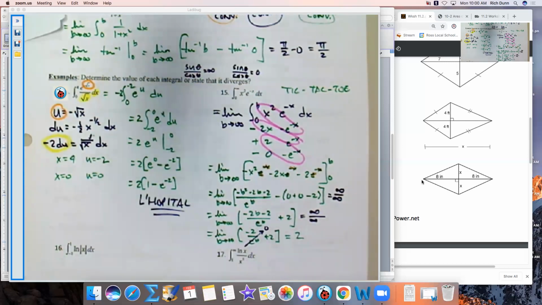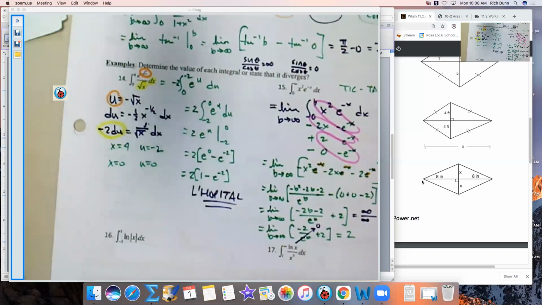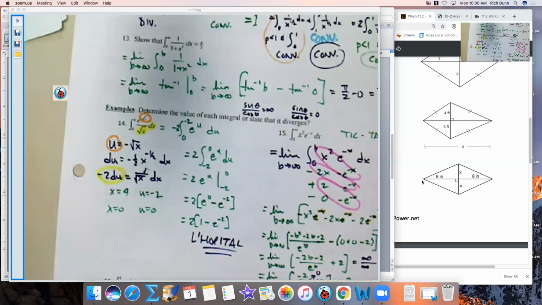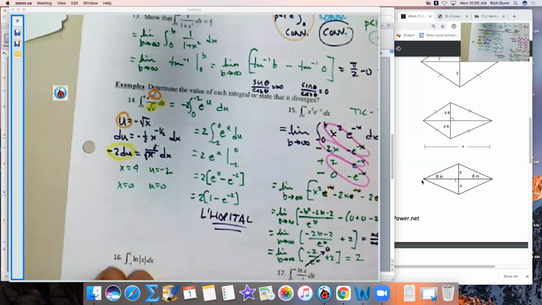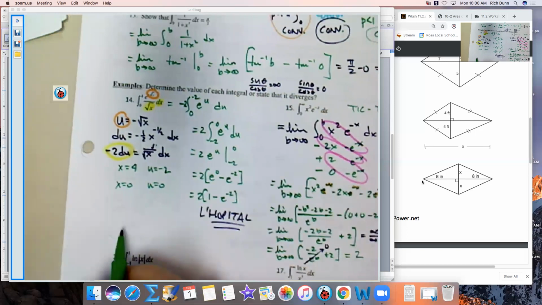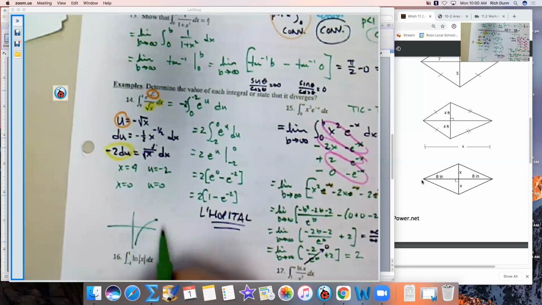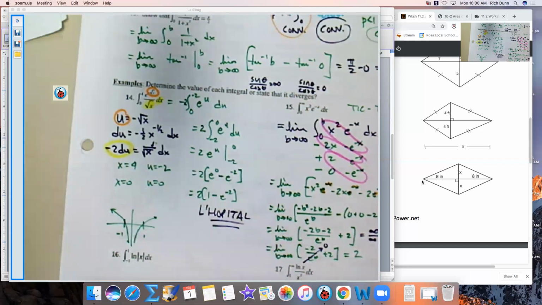Done. All good. Let's take a look at our next one. You can see that this one has an issue at x equals 0. We've got this natural log function, but since it's an absolute value, we've got this going on. And we're evaluating it from -1 to +1. And so we've got to figure out, are we going to be able to close this up or not?